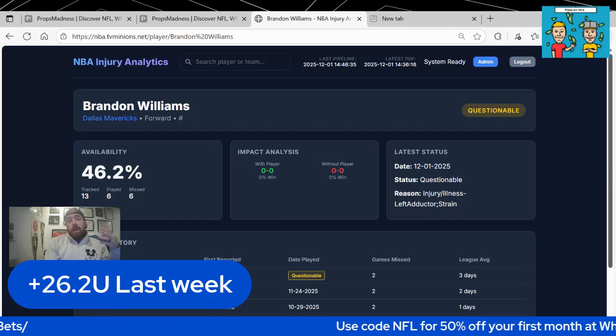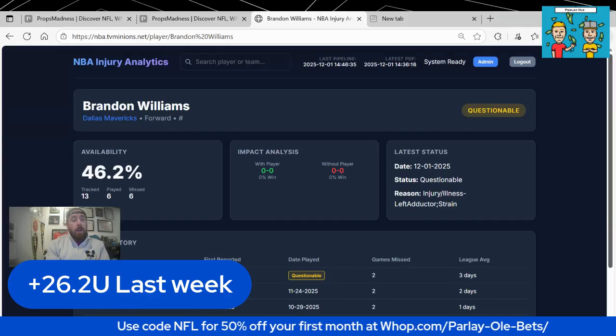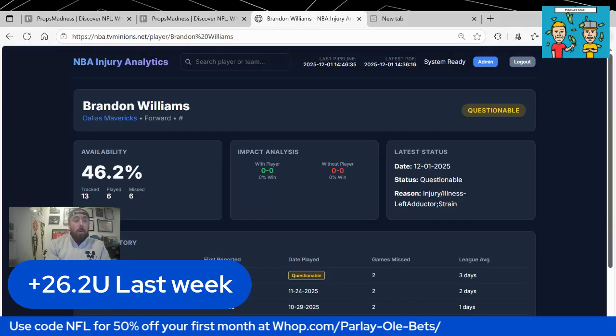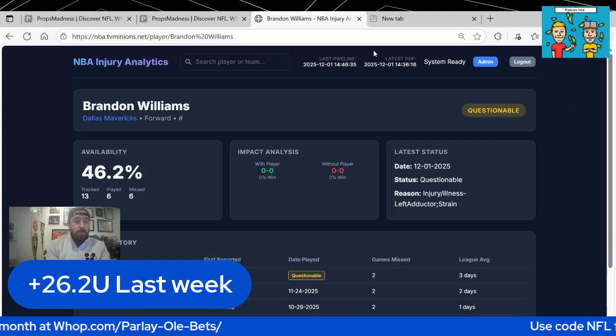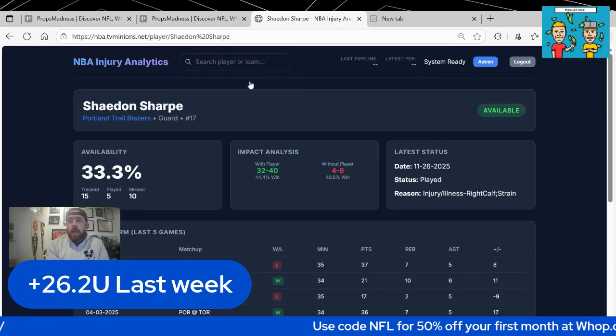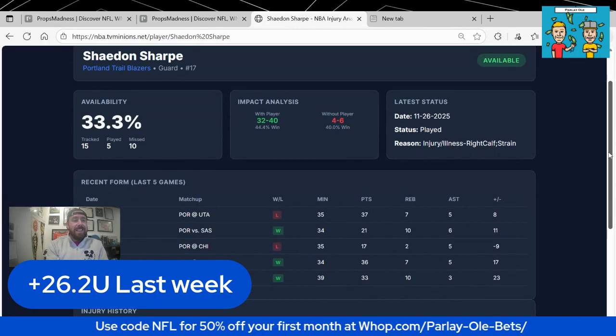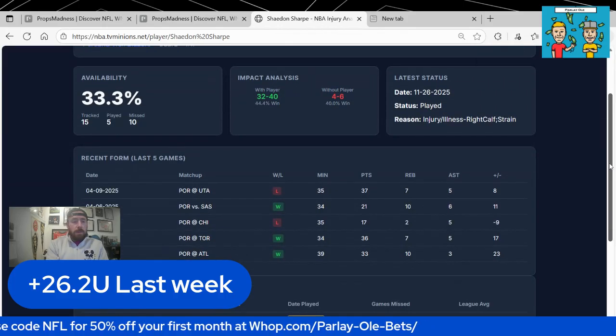So if, for example, Shaedon Sharpe has a calf injury, how often has he had a calf injury? How long has he sat out from that? And how willing are the Trailblazers to put him in the game or not? I'll explain why that's important in a second. It's pretty easy. You just type in his name here. Shaedon Sharpe has a 33% availability rating based off previous metrics. And again, this is just a prototype, so we're still working on some components here.